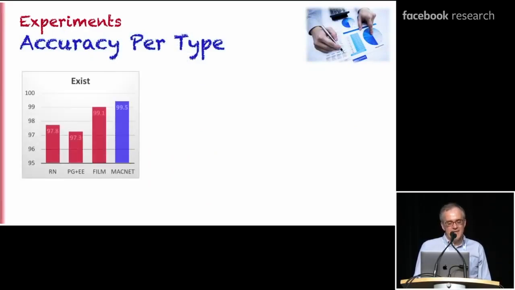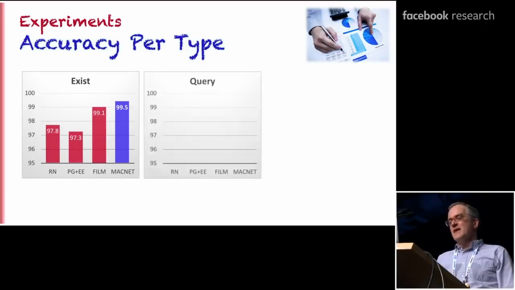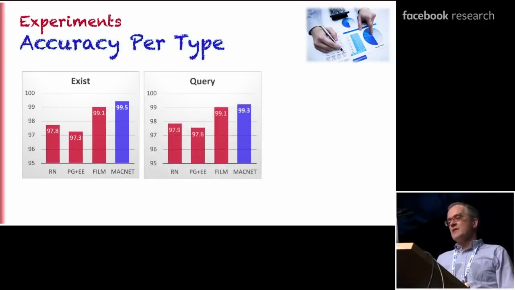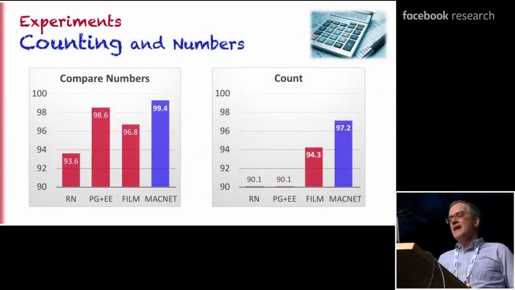So in basic CLEVR, there are 5 kinds of questions. There are existence questions, does something exist? There's querying an attribute and comparing attributes between 2 things. And all of these 4 systems get over 97% on all of those. The harder kinds of questions are the ones that involve numbers, comparing numbers and counting.